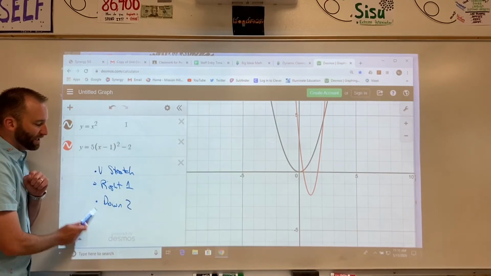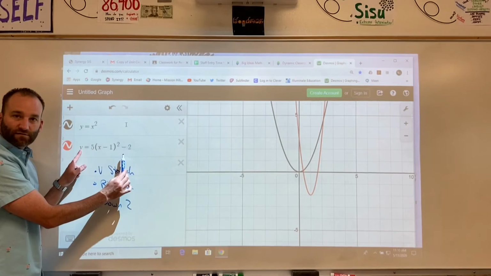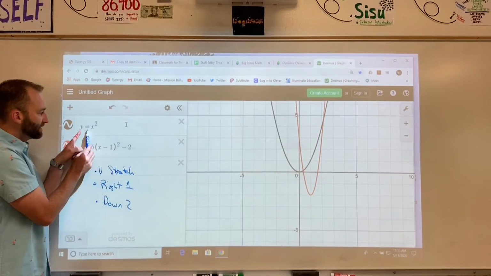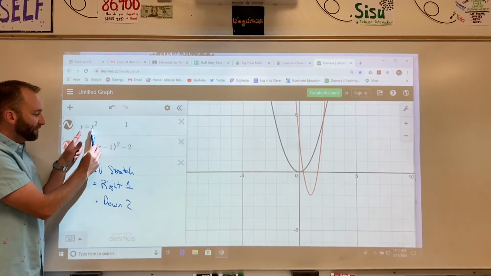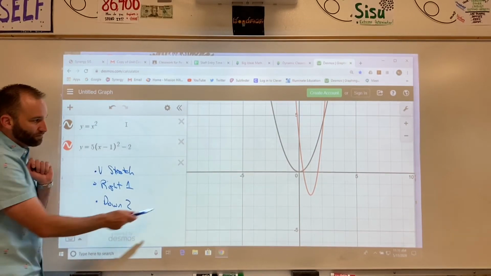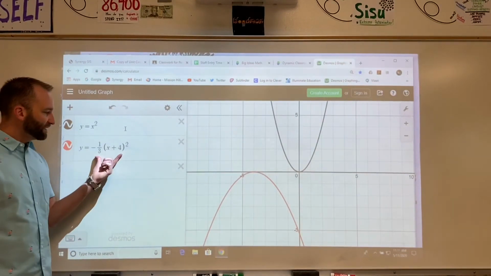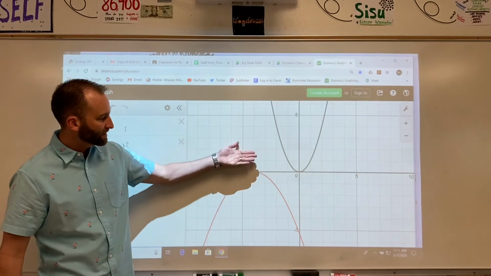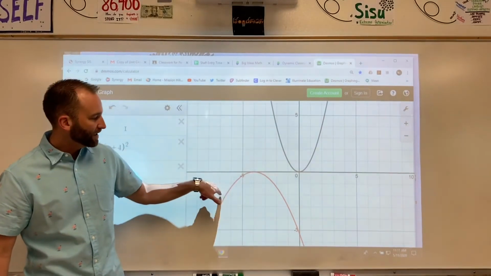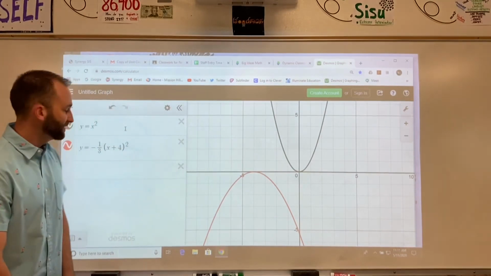So I'm describing the transformations of this equation written in vertex form compared to the original, the OG original graph. So if I took this graph and I did these 3 things to it, it looked like this red one. Here's one more example. We've got the equation. First, even just looking at the picture, I can tell it's shifting to the left. I can tell it's flipped upside down. And the red one looks a little bit wider than the original graph, the OG.